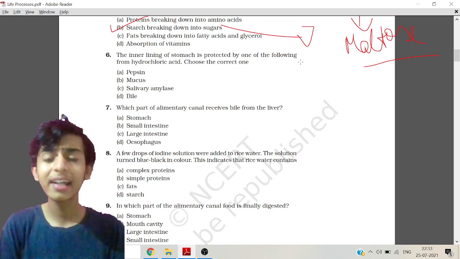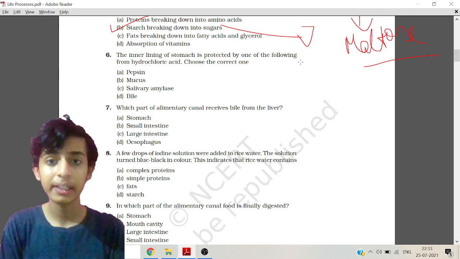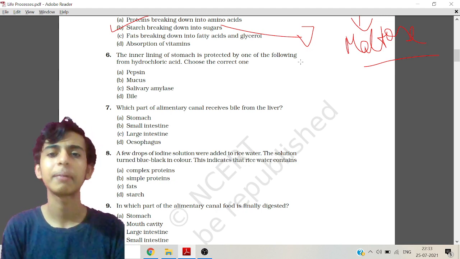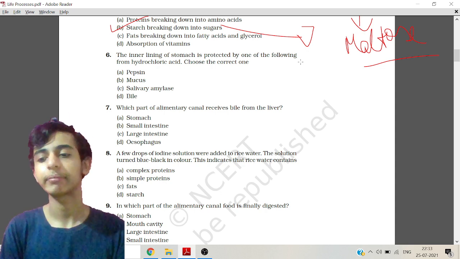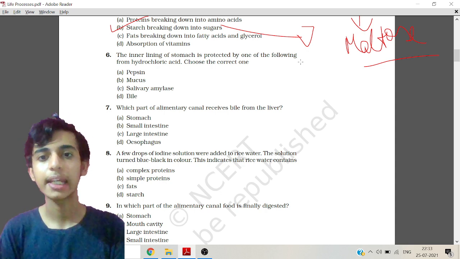Sixth question: the inner lining of the stomach is protected by one of the following from hydrochloric acid. Choose the correct one. So quickly, answers in the chat. What do you think? Which is the correct answer?